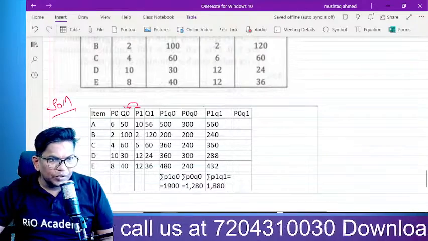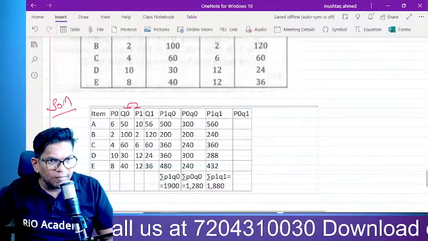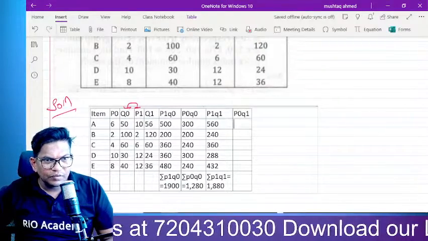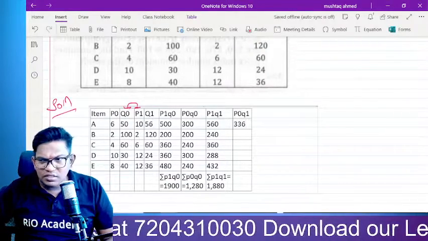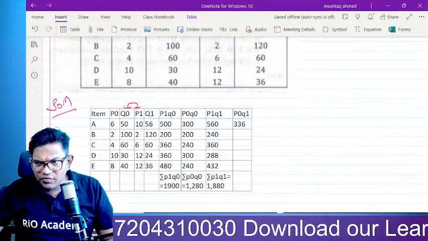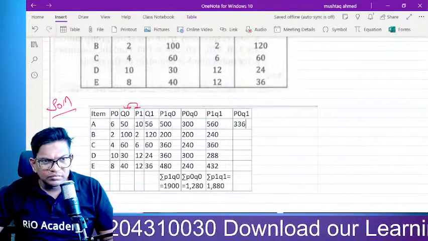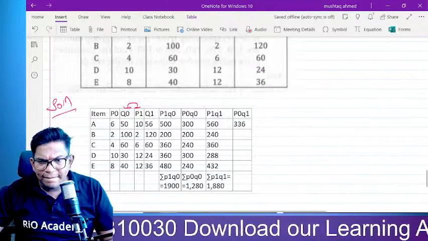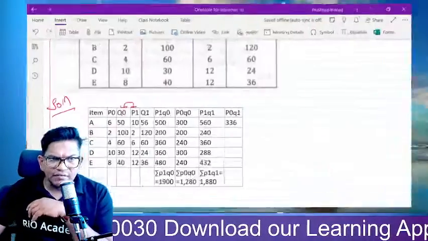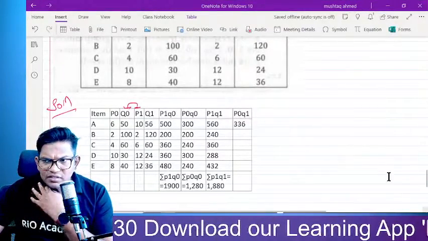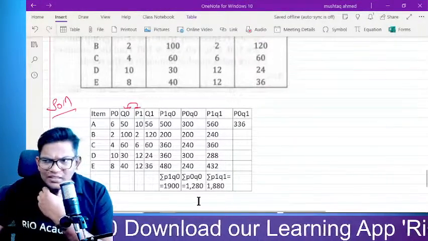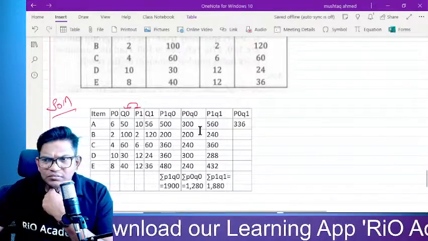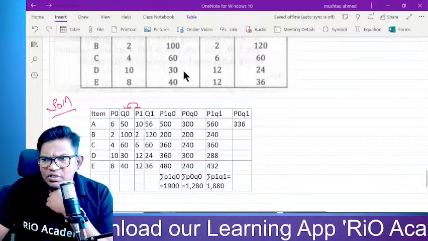Next. Q not Q1. 6 into 56, 336. 336. Muhammad, you said sir wrong. Which one is wrong? 240. Add this one. 300. Muhammad says, 1 second. It's P naught Q naught is 1360. Is that right? Yeah, Muhammad, 1 second. Hold on.